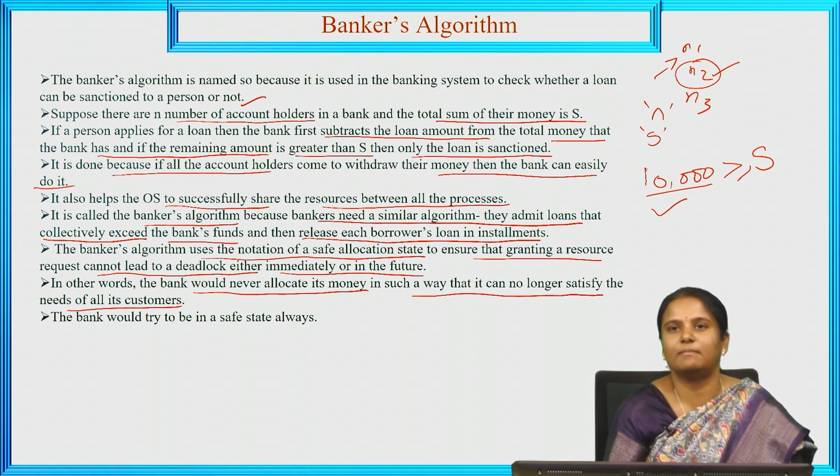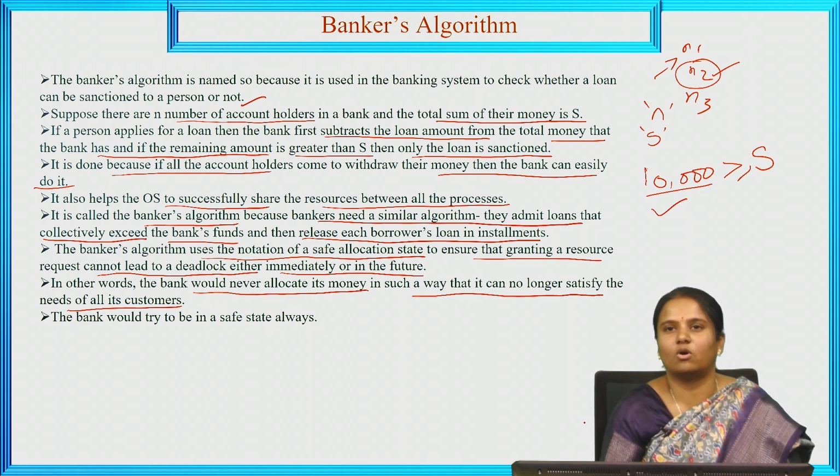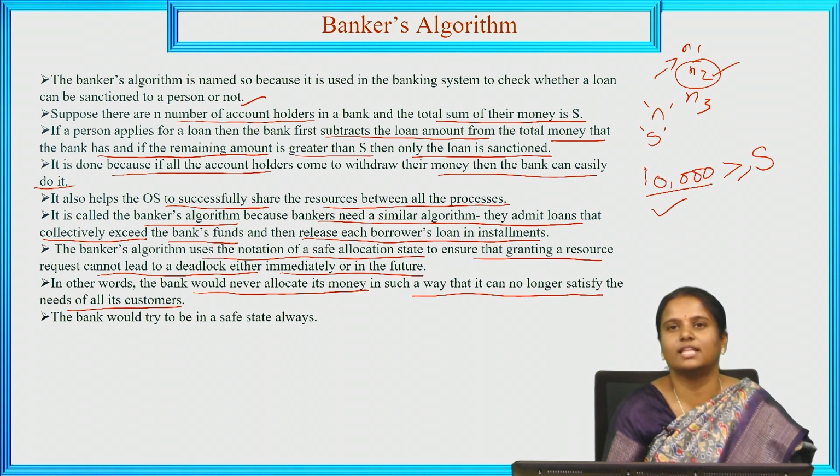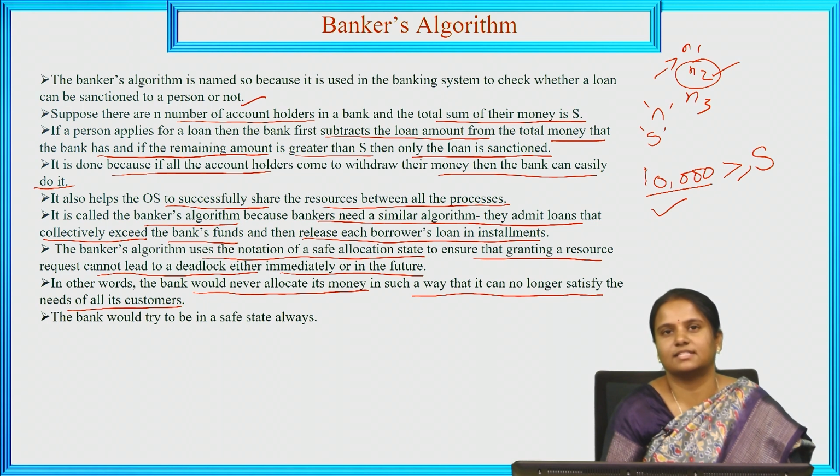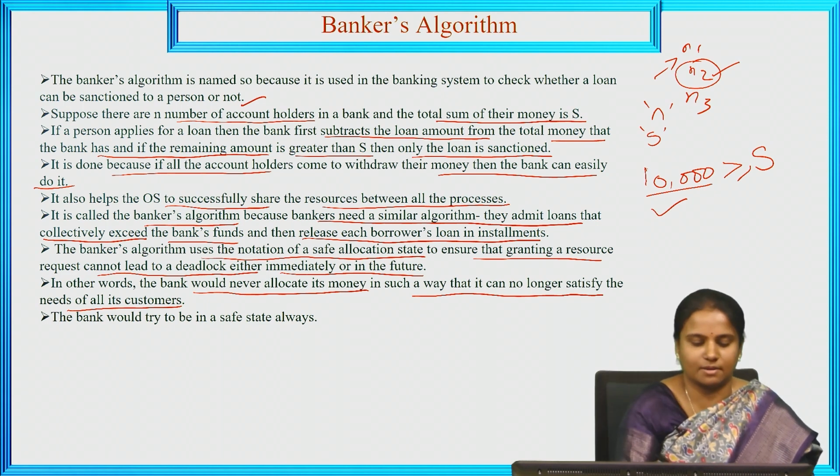Because of the availability of the amount, they can give either the loan or else they cannot satisfy the customer. Why? Because they check the availability first, and only then can they sanction the loan. Otherwise, how can they sanction without having the money? So, in other words, the bank cannot satisfy the customer's needs in some cases.